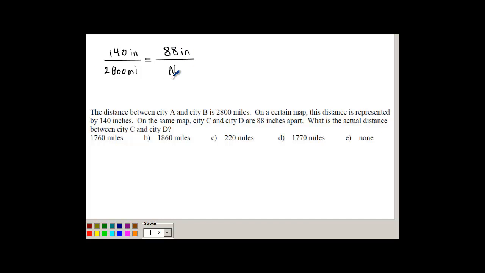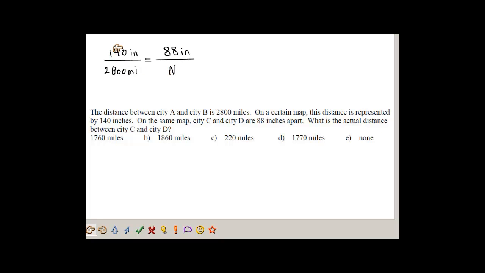I use n instead of x. You can use any variable you want. So this is how you set up the proportion. You write 2,800 miles represent 140 inches in the map. So 88 inches represent how many miles here. You just have to be consistent with these units. If you use inch up here, you want to match inch here. This would be miles, so n would be miles. If you switch this around, you also have to switch the units around.